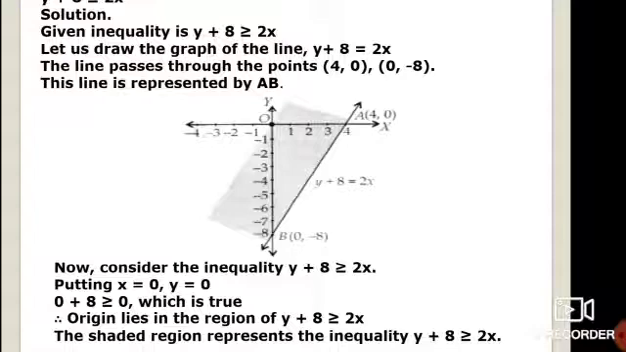y plus 8 greater than or equal to 2x. Here also when finding the points you get (4, 0) and (0, minus 8). Plot the points on the graph, (4, 0) and (0, minus 8). And now check, put (0, 0) in the equation. When you put it, it will become 8 greater than or equal to 0. That is true. So you have to shade towards the origin.